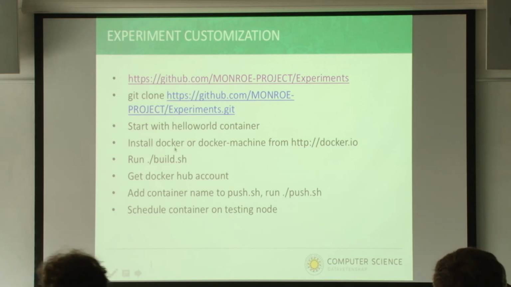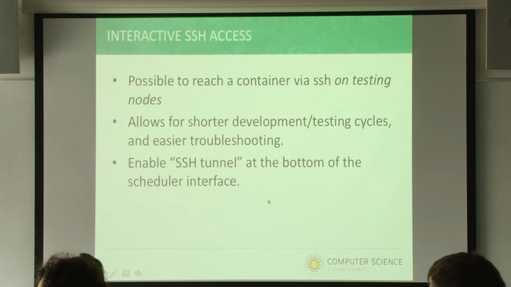But basically you need to install the Docker machine on your computer. You would clone this repository, run the build, push it to a Docker Hub account, customize the scripts, and then schedule it on a testing node. It's also possible to do some interactive SSH. This is a bit more advanced usage, but you can actually log into the container to do some ifconfig or testing interactively. Okay.